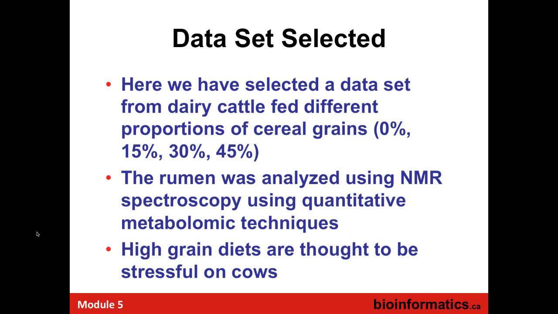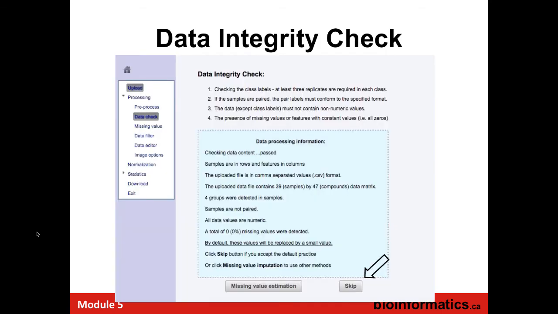We used NMR to analyze this. So the first thing we've done is once we've uploaded that one, it'll immediately bump us to this screen here, which is doing a data integrity check. And it'll say, you know, it's looking to see what data is in what column and what row, samples are in rows, features, meaning the compounds, are in columns. It'll tell you whether it's a comma separated or not. If you've messed up in the file format, it'll complain, and then you can go back and reformat your file.